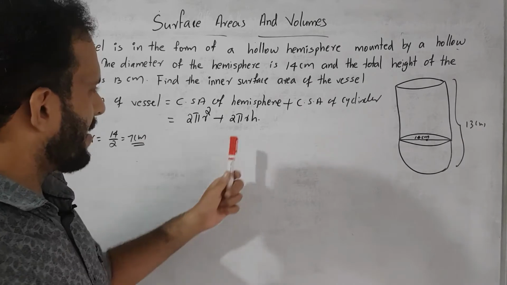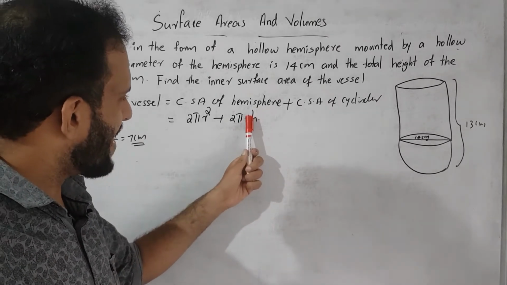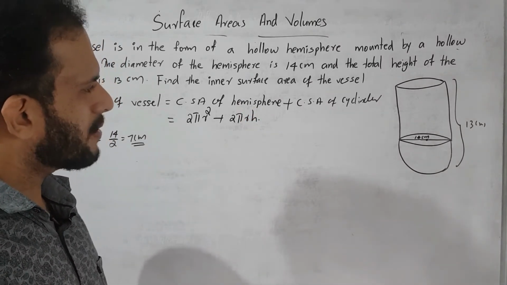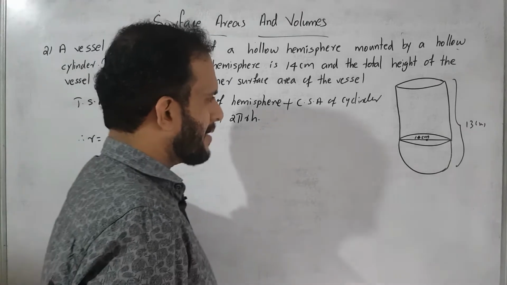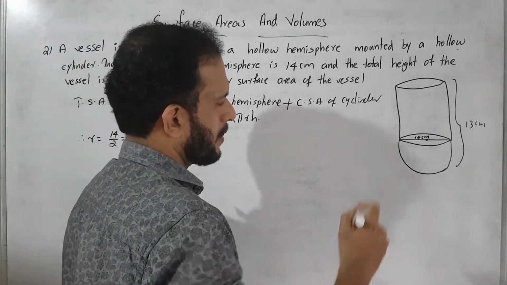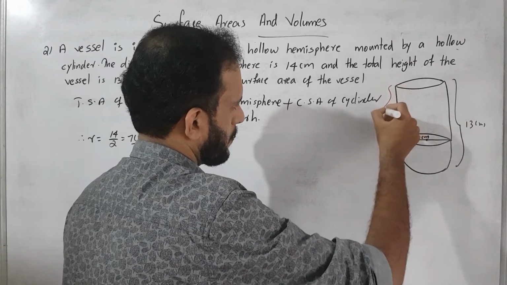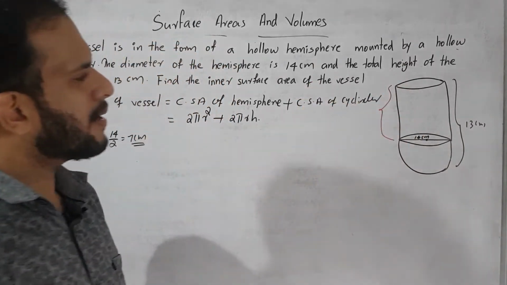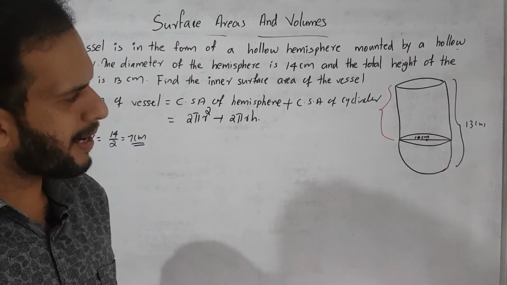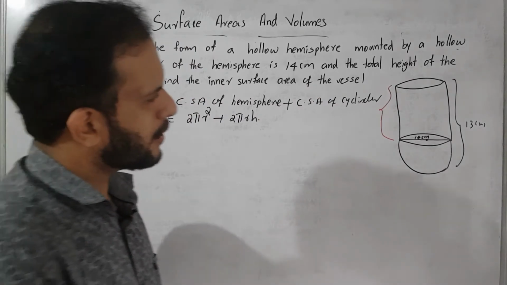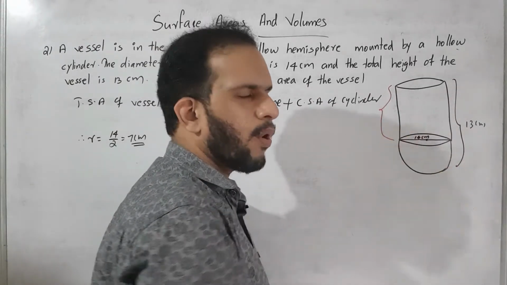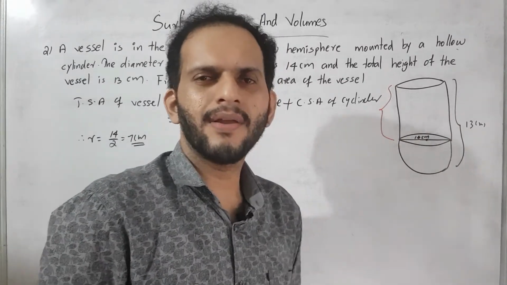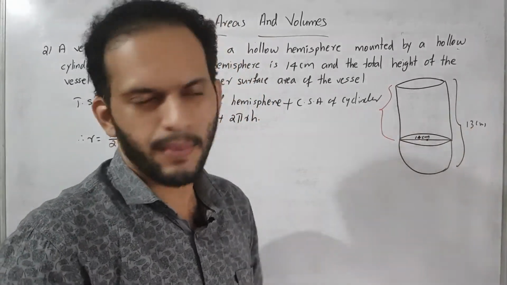Then what is next? Next we want to find the h. h means height of the cylinder. Then what is the height? The height is this much. Correct? This is the height of the cylinder. Then how do we find the height of the cylinder? It is very clear. The total height of the vessel is given. What is the total height of the vessel? The total height of the vessel is equal to 13 centimeter.